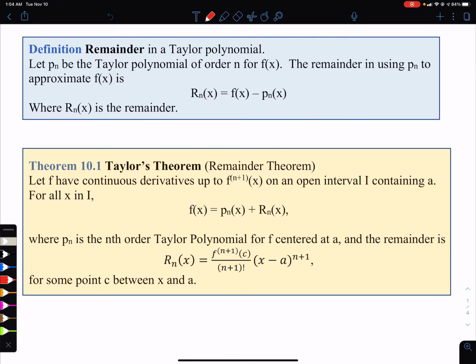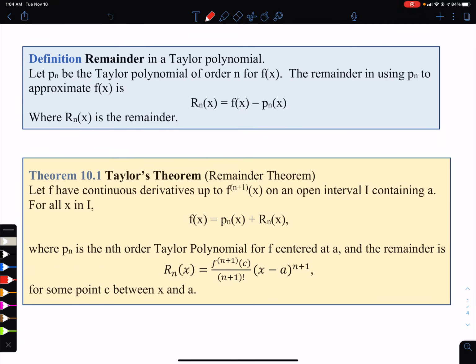First, we're going to have a definition so we can talk about this. The remainder in a Taylor polynomial, what does that mean? You have an nth order Taylor polynomial. We're going to define the remainder of this polynomial to be basically the error. When you see R sub n, that is the error, because f of x is the actual value of the function, and P sub n of x is the Taylor polynomial. So when you take the actual minus the Taylor polynomial, we're defining that as the remainder. So the remainder is another word for the error.